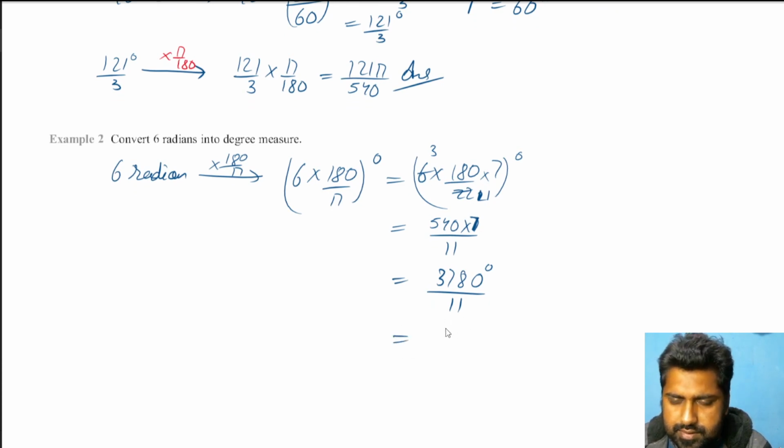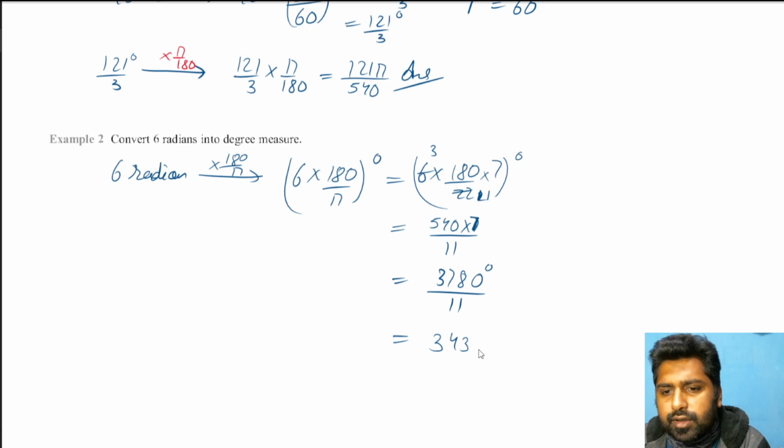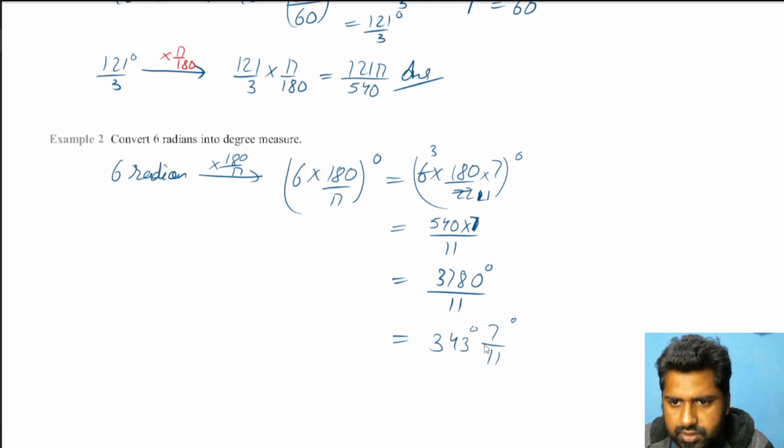So let's convert this. If I divide this by 11, what do we get? You'll get 3, then 48, so 4, then again 40, then again you'll get 3. So 343 will be the quotient, and the remainder will be 7. So 343, 7 by 11. Convert into mixed fraction. This is also degree.